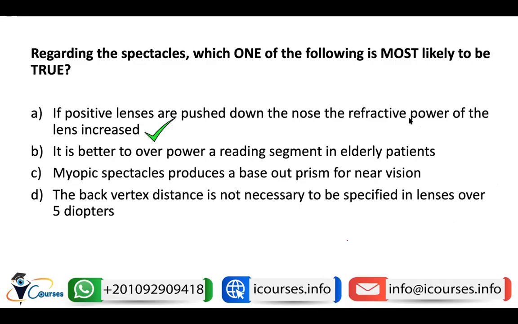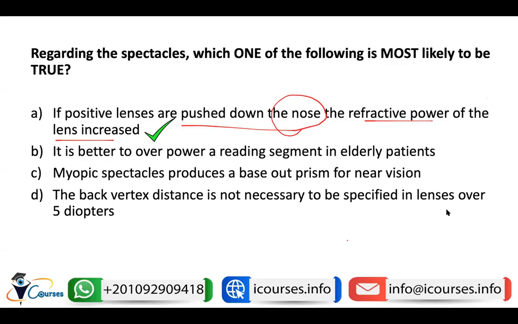We have just mentioned that if a patient who is hypermetropic, or a patient who is wearing a plus lens like a presbyope, is undercorrected and wants to increase the retinal image size or the magnification, he will push the positive glasses down his nose so that the refractive power will be increasing and the retinal image size will be increasing.